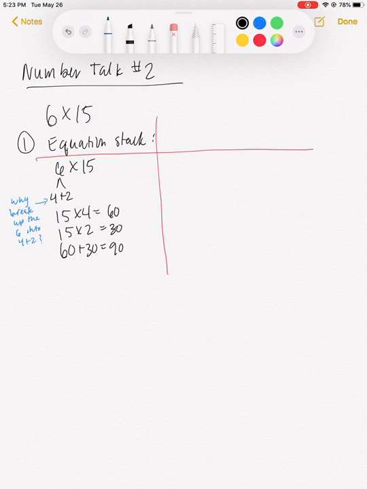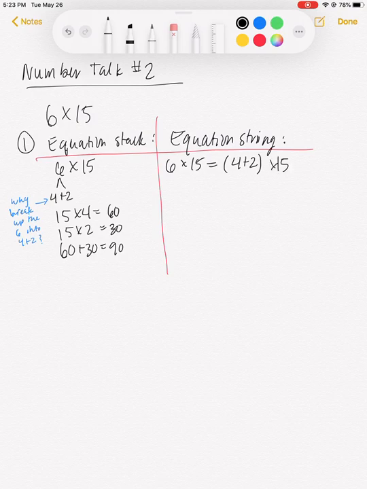Okay, so let's see how this will work as an equation string. We use this to verify the correctness of students' answers. We start with our problem, 6 times 15, and we set that equal to, we need to break up 6 into 4 plus 2, so 6 became 4 plus 2. And then the times 15 comes along for the ride, because that's to maintain things equal.